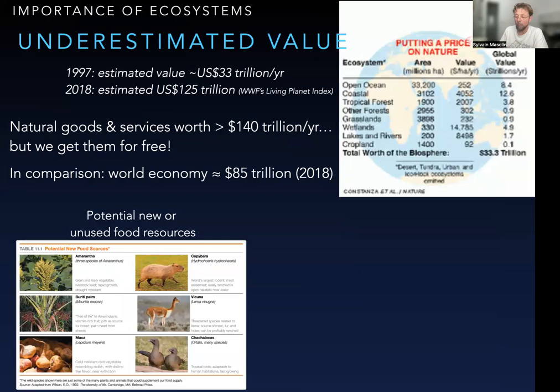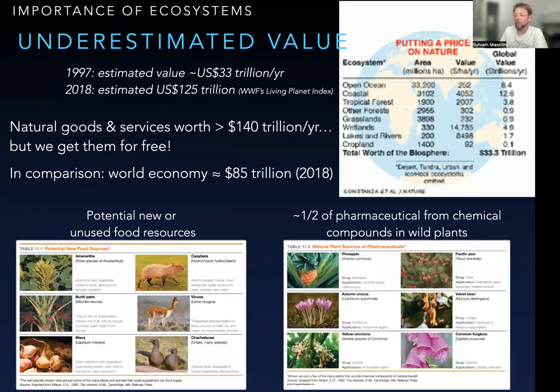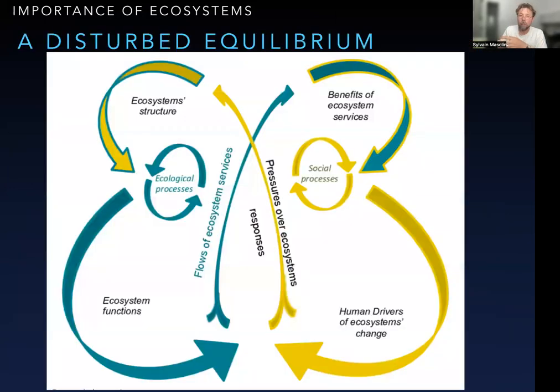For example, new types of food resources available in different countries, which can be either plants or animals, but also there is a huge potential for pharmaceutical reasons, because we obtain a lot of chemical compounds from natural plants. Of course we can synthesize them, but half of our pharmaceutical medicines nowadays come directly from biodiversity, from plants.